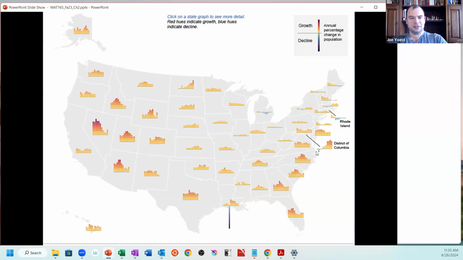If we keep in mind this is 50 states plus DC, and each of them has 10 bars, each representing 10 years, that's 510 data points that I'm looking at right here. Does anybody see anything that stands out to you? I think there are a couple of different things that stand out. Anything interesting?